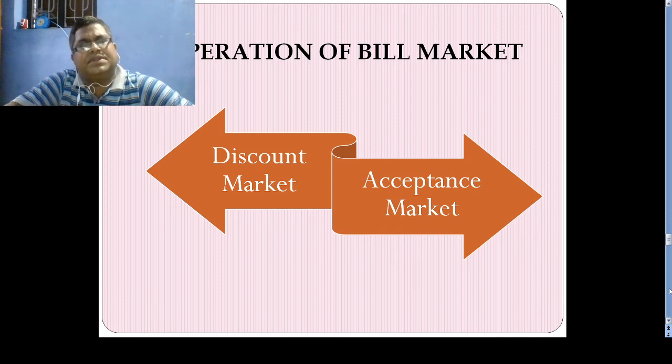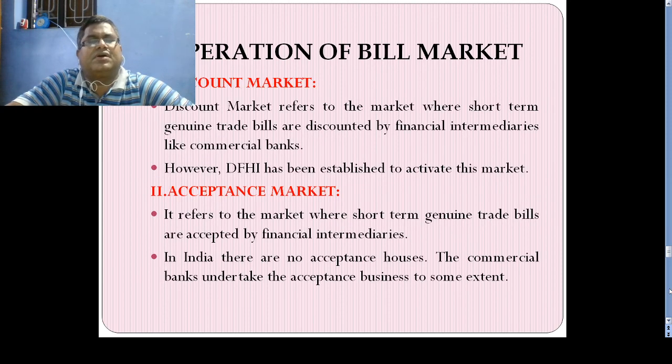But in the operation of the bill market, there are two methods through which the bill market can be operated. One is the discount market, another is the acceptance market. In the discount market, DFHI, the Discount and Finance House of India, was established to activate this market. Through this market, short-term genuine trade bills are discounted, and financial intermediaries like commercial banks and other financial institutions have an important role in the discount market.